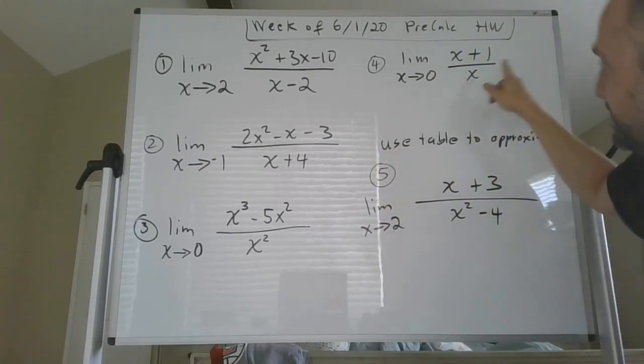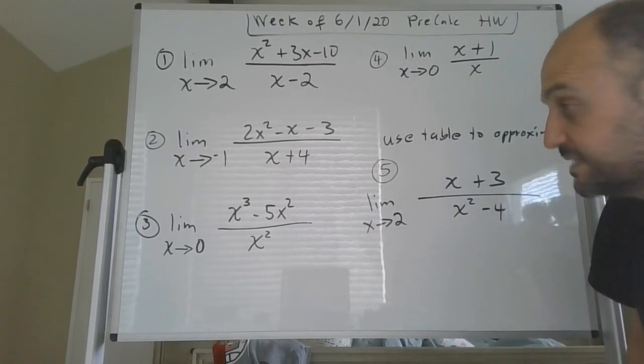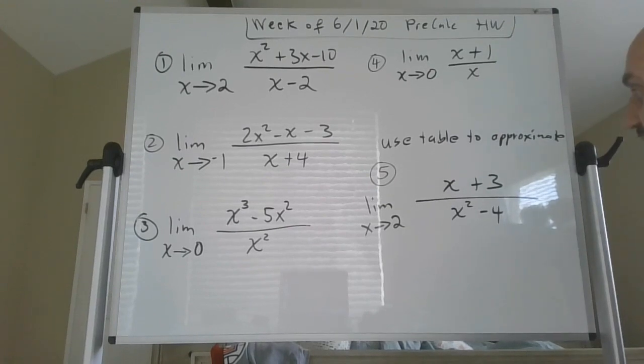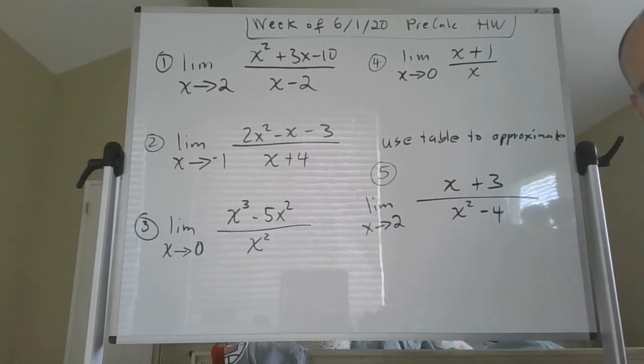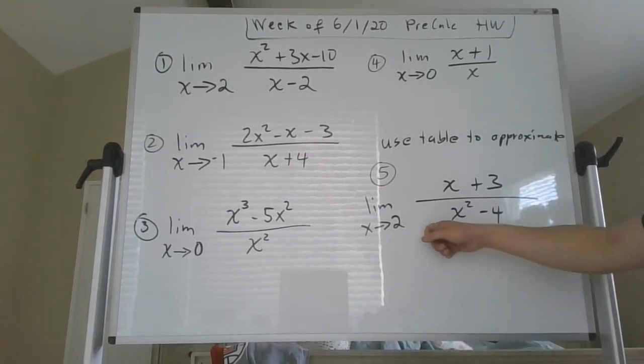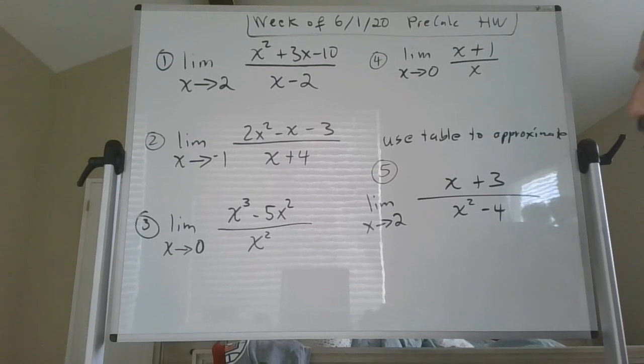Remember, any of these answers right here, the answer could be the limit does not exist. I'm going to give you a hint and tell you that only one of them, the limit does not exist. Every other one is going to have a limit. Okay, but just please be careful. For number 5, it's asking you to use a table. I want to actually see you use a table for that limit, to find that limit. It should be pretty straightforward.